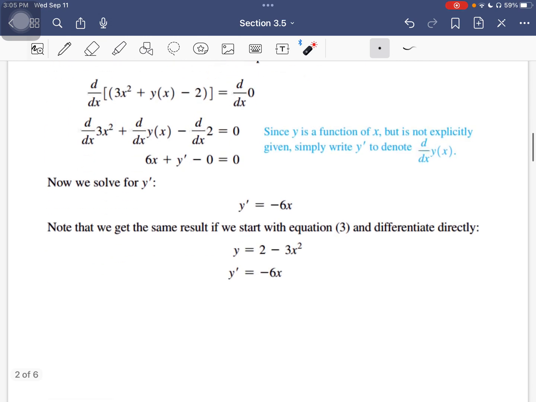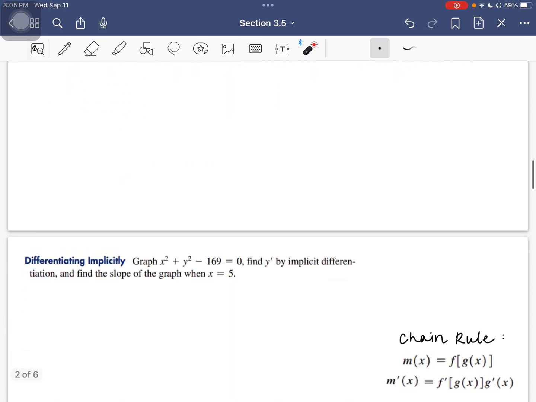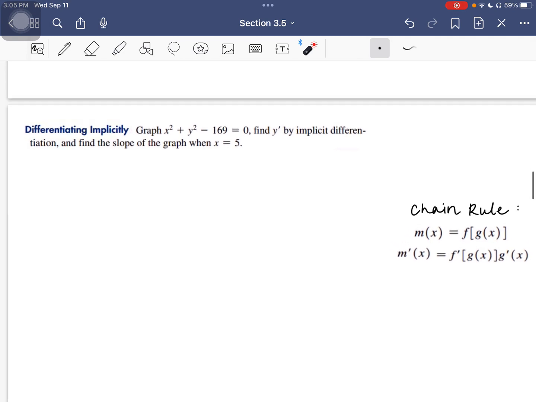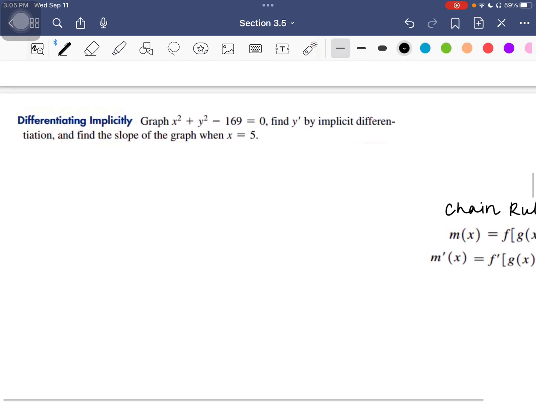Okay, so let's get into some examples. So suppose we have this graph here, and we want to find y prime by implicit differentiation, and then find the slope of the graph when we have that x is equal to 5.